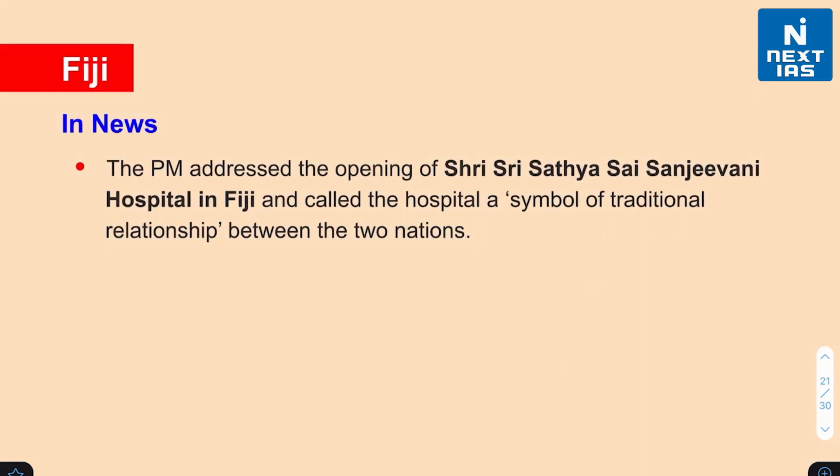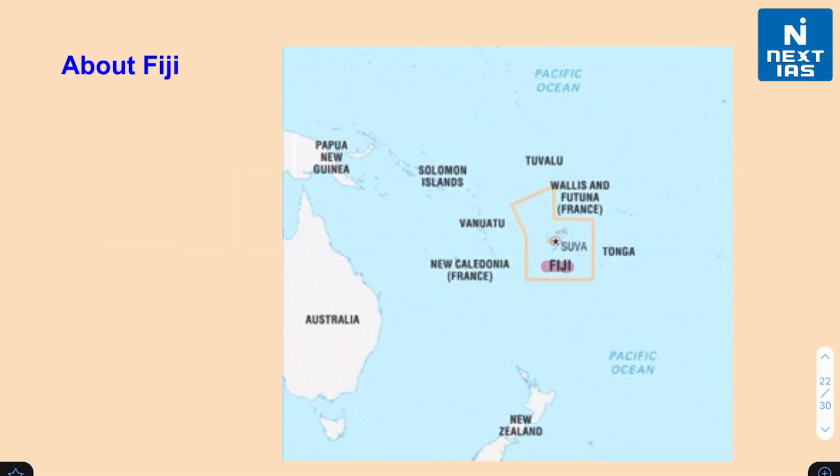Now let's move on to our next location, and that is Fiji. The Prime Minister addressed the opening of Sri Satya Sai Sanjeevani Hospital in Fiji and called the hospital a symbol of the traditional relationship between Fiji and India. Now if we look into the map, here we have Fiji. It is an island country that is a part of the South Pacific Ocean and it is situated to the northeast of New Zealand. Here we have New Zealand. It is situated midway between Vanuatu and the Tonga Island.